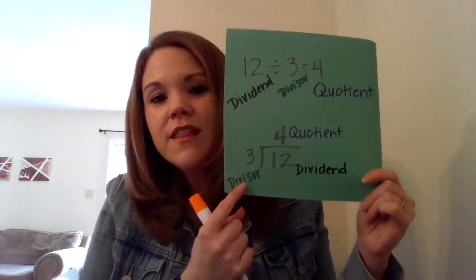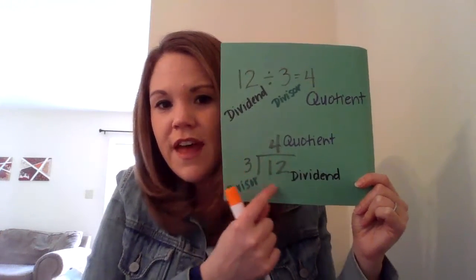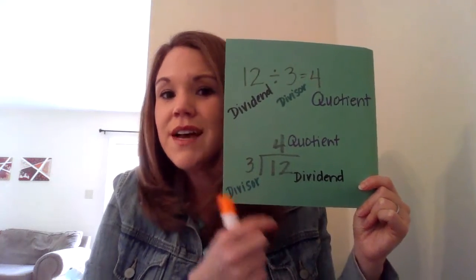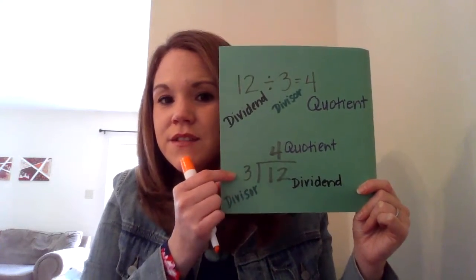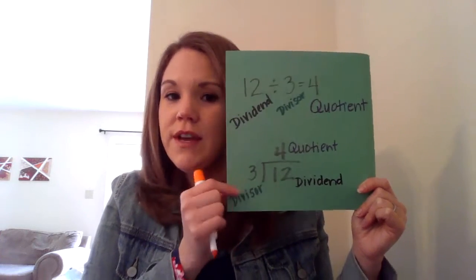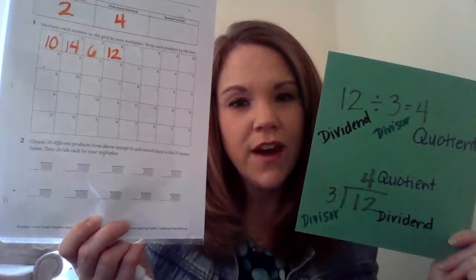And then if we put it in this format, if you see this thing here, that's what the dividend, the big number, goes underneath of. The divisor is what you're dividing by, and the 4 is the quotient, which is your answer. So that's how it's set up on these quick fact pages.